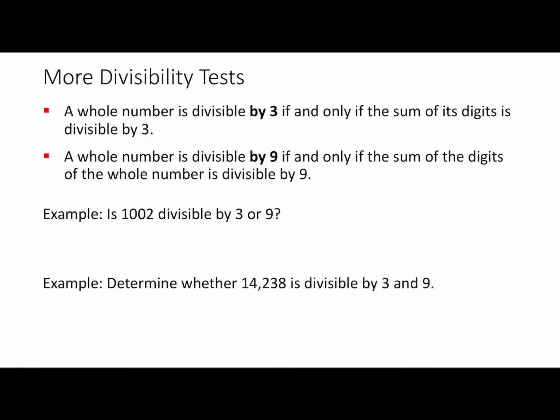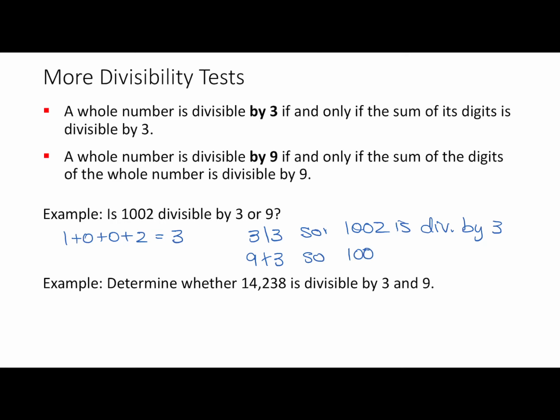So let's try doing that. Is 1002 divisible by 3 or by 9? I'm going to add up its digits: 1 plus 0 plus 0 plus 2. That gives me 3. Well, 3 does divide 3. So 1002 is divisible by 3. But 9 does not divide the sum of the digits, right? 9 does not divide 3. So 1002 is not divisible by 9.